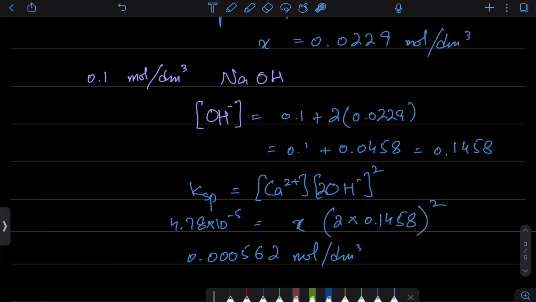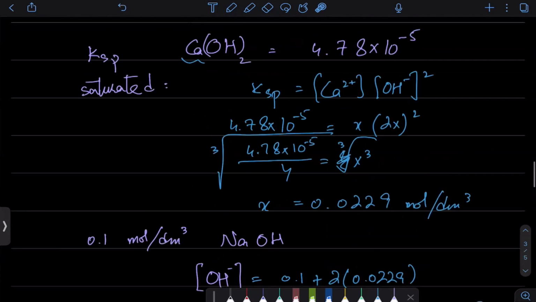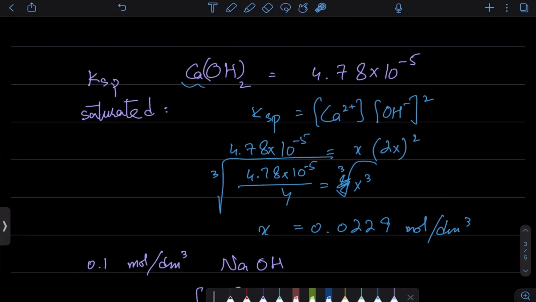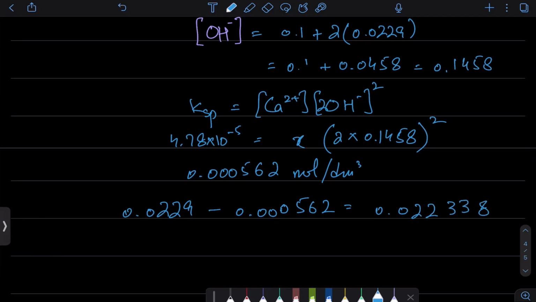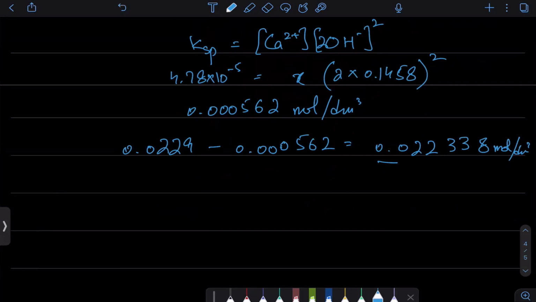And that is how we can see that just having the common ion has reduced the solubility and driven the equilibrium backwards. What does this mean? This means that this is what is left. How much was there earlier? Earlier it was 0.0229. Out of that, this much remains. So how much is no longer there? 0.022338 has been driven back, which means that this many moles per dm cube have become solid. So you can filter it out and get this much more calcium hydroxide from that solution. Or this is the moles per dm cube that will precipitate.